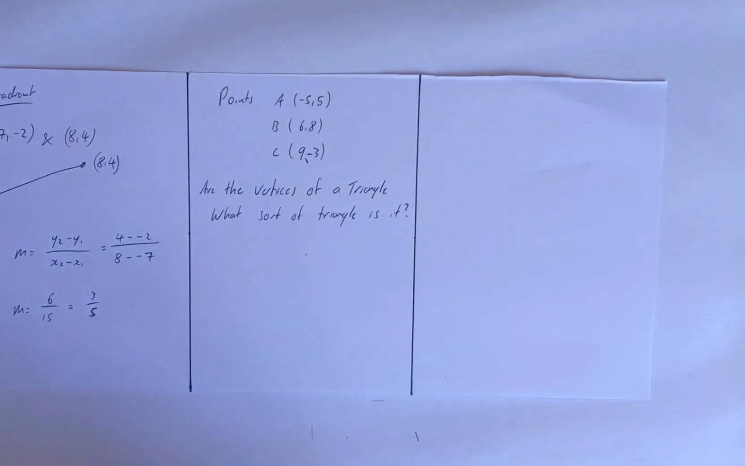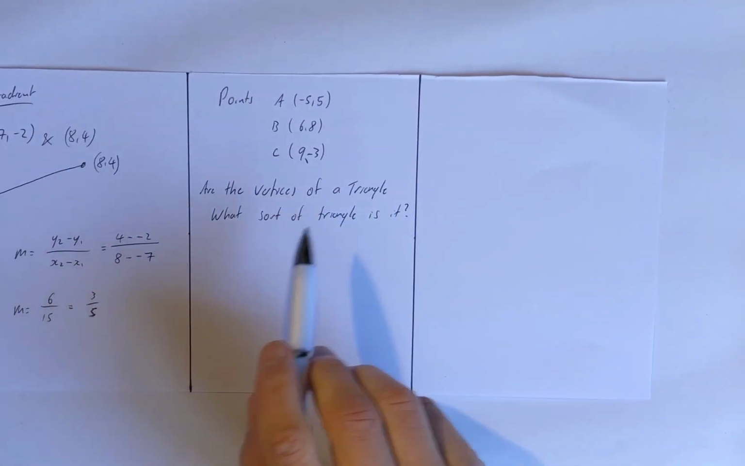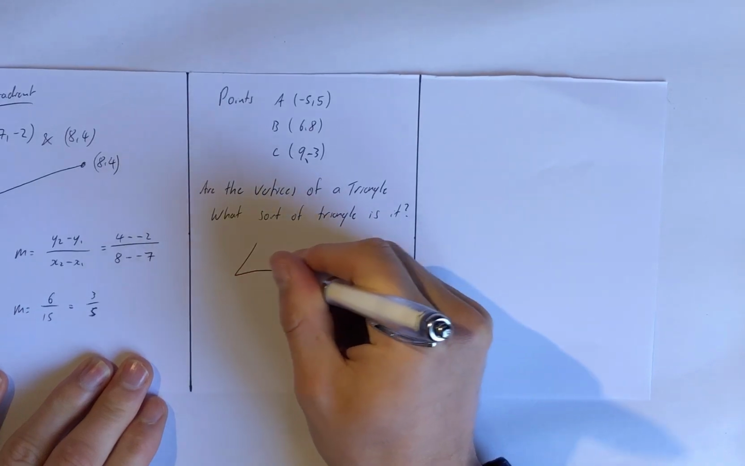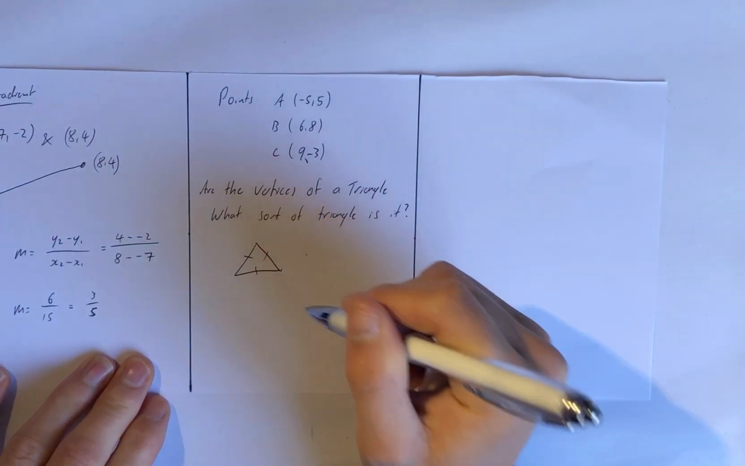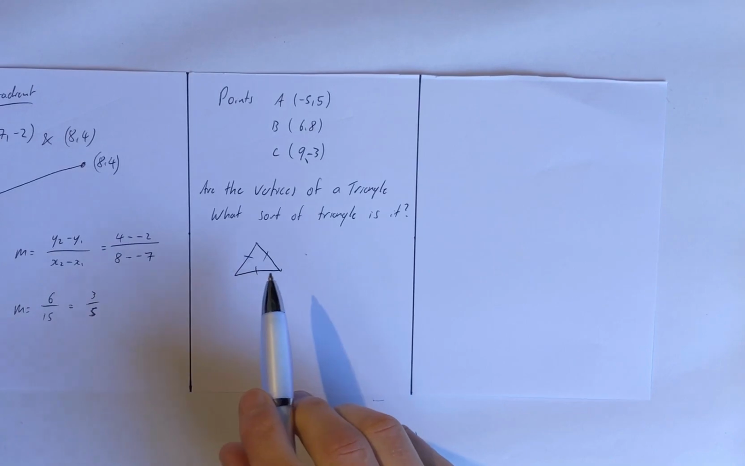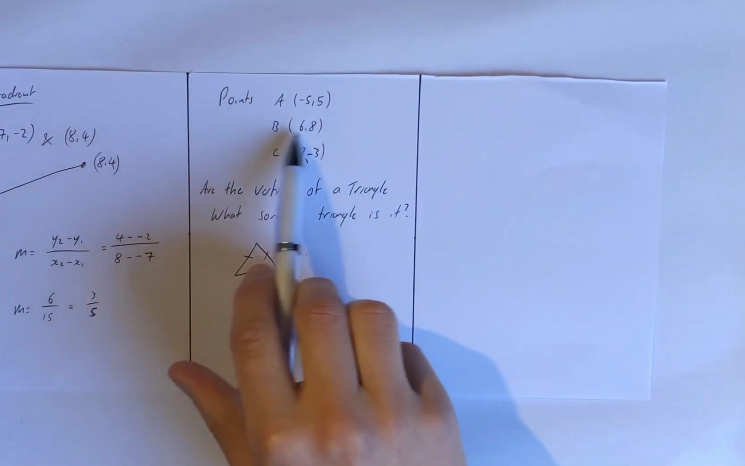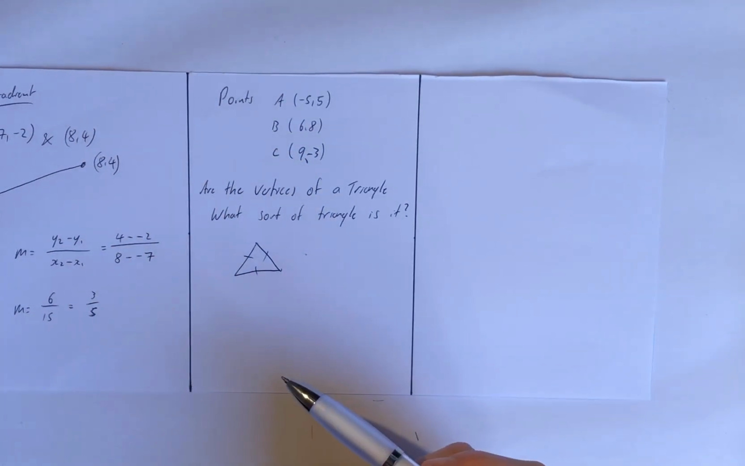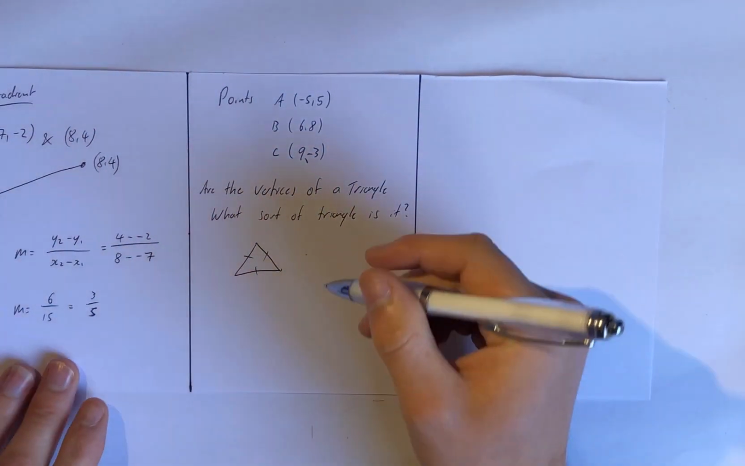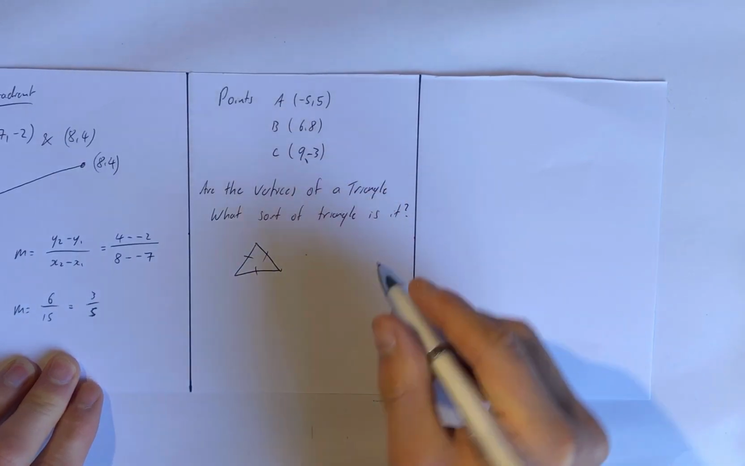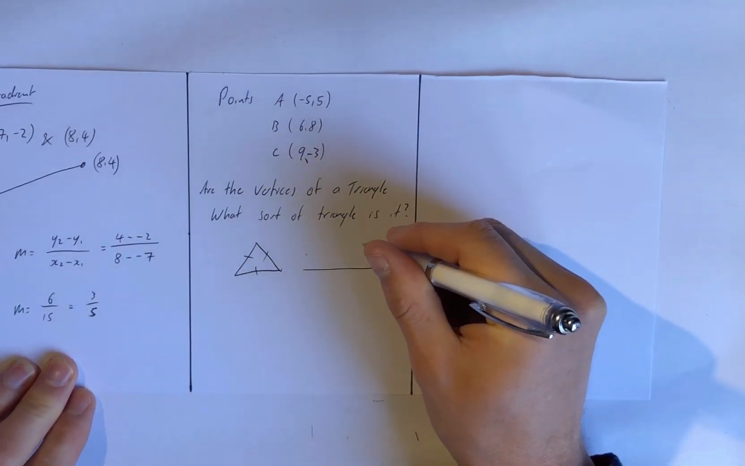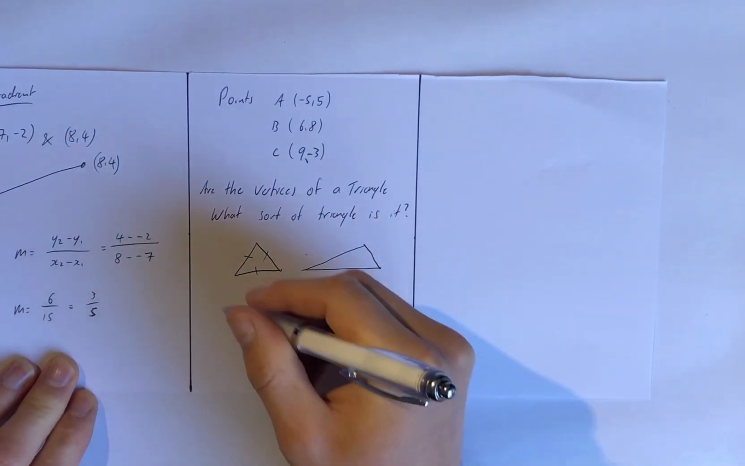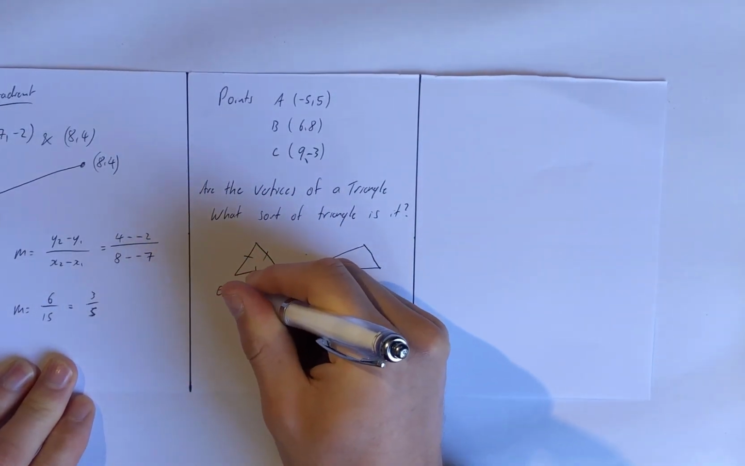So I want to just determine what sort of triangle this is. So what sort of triangles can I have? Well, the first one I could have is an equilateral triangle. That would mean I would only need to calculate the lengths of these. If all the lengths between AB, AC, and BC are the same, then I have an equilateral triangle. The other one could be something like that, scalene, where all 3 sides are different lengths.